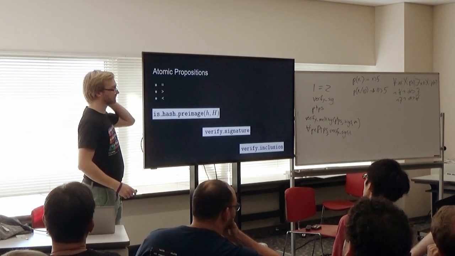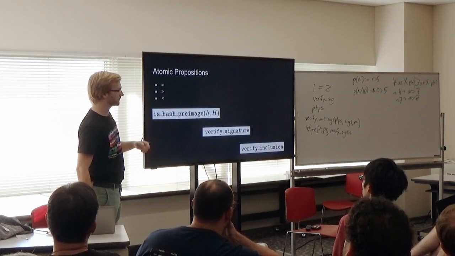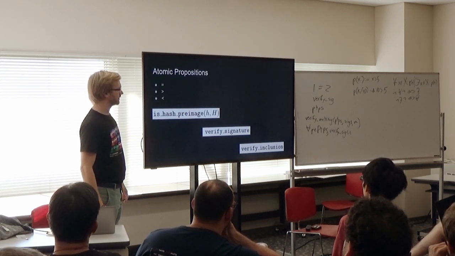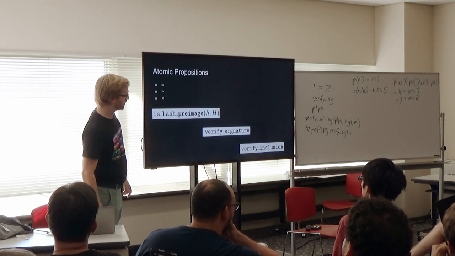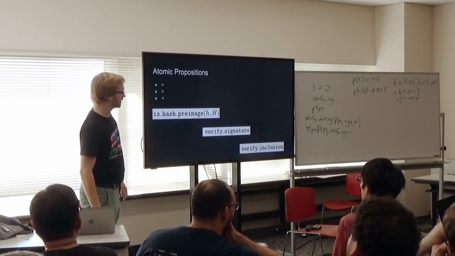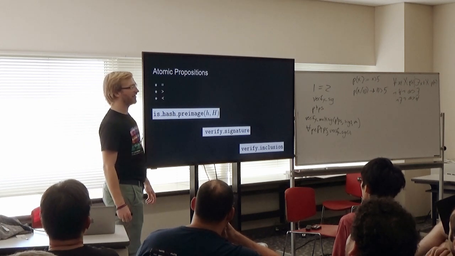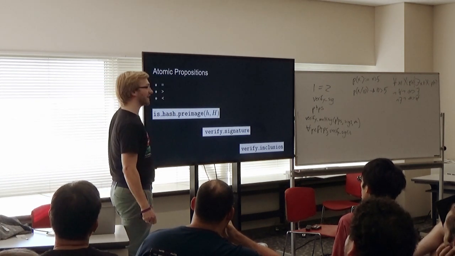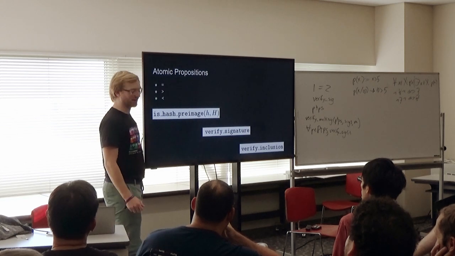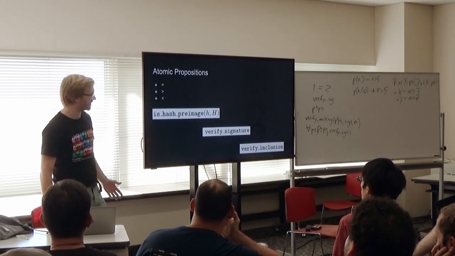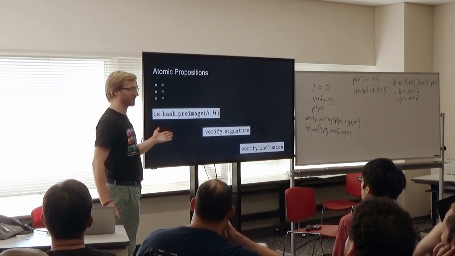Is there a reason for the inconsistent use of language, where the atomic propositions like "is equal to" and "is hash preimage" are phrased one way, but all of a sudden, instead of something like "is valid signature," you have "verify signature"? Is that just by accident? It's certainly by accident, and so great call out. I should make a note to update the paper to have more consistency there.